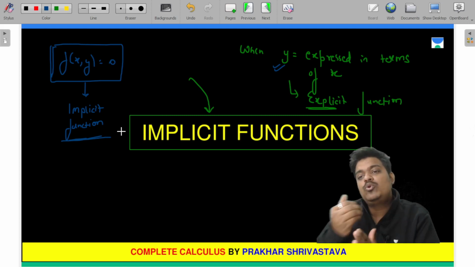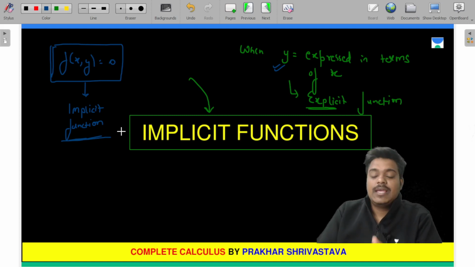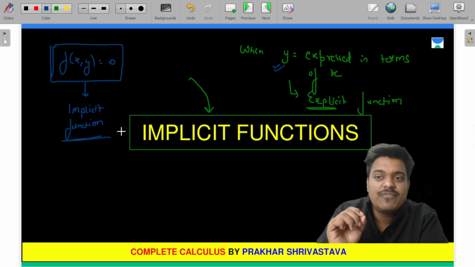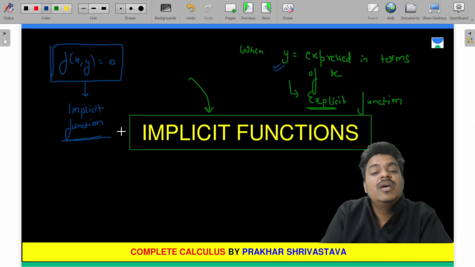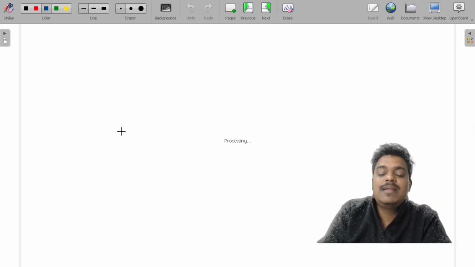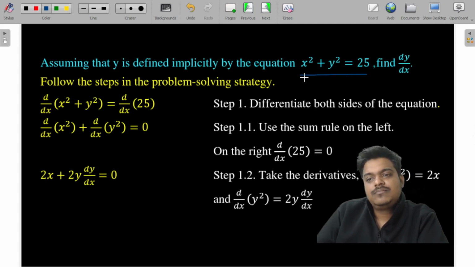Now we know how to differentiate a function y when it is given in terms of x. ये हमें पता है कि हमें y को कैसे differentiate करना है when it is given in terms of x. But how to differentiate such functions when both the variables are mixed and matched? For example, this is your equation. You need to find dy by dx.